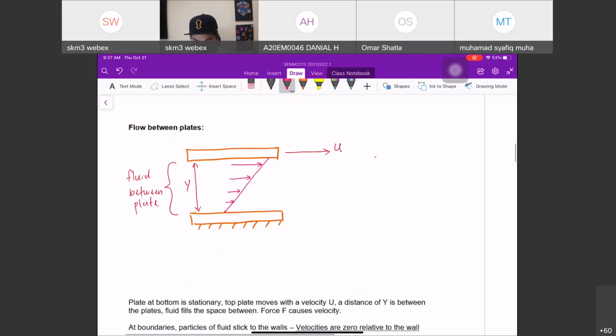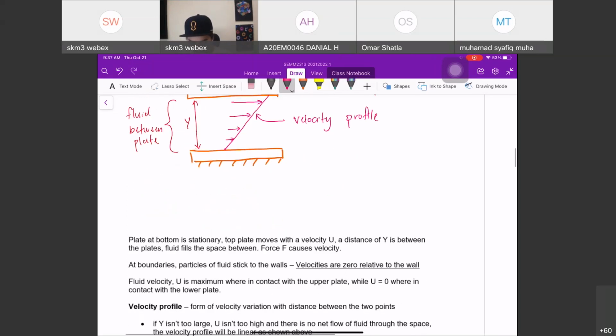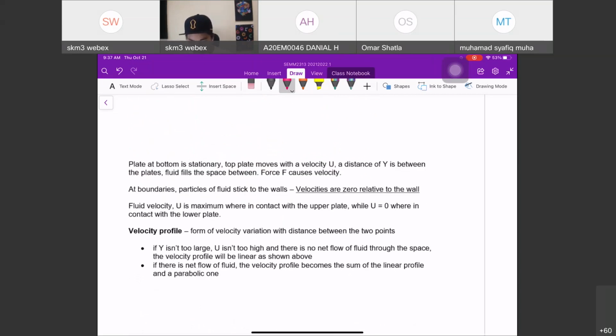This one you can see here, we call a velocity profile. The water also has a profile, which we call a velocity profile. The plate at the bottom is stationary. The top plate moves with velocity u, and a distance Y is between the plates. Fluid fills the space in between. Force F causes the velocity.